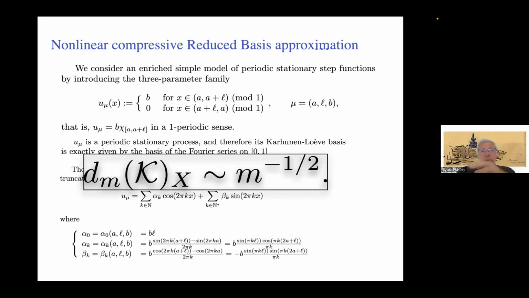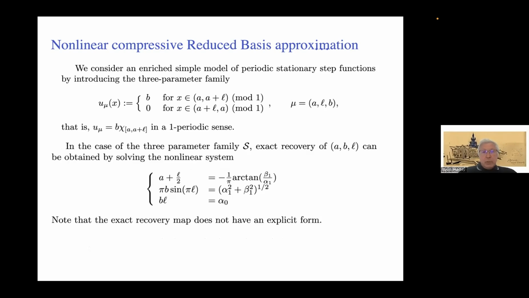This is well known, and due to this, the Kolmogorov width scales like m to the power of minus 1/2, which is well known. So due to this, the Kolmogorov width decay is not very rapid, and so we need a large number of Fourier coefficients in order to get a good approximation of u of nu.